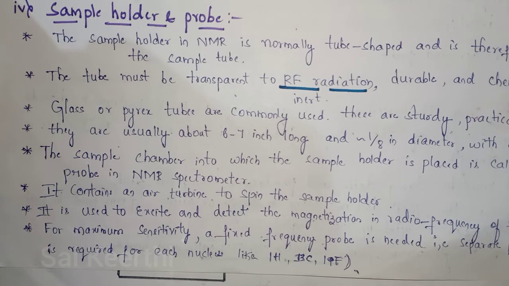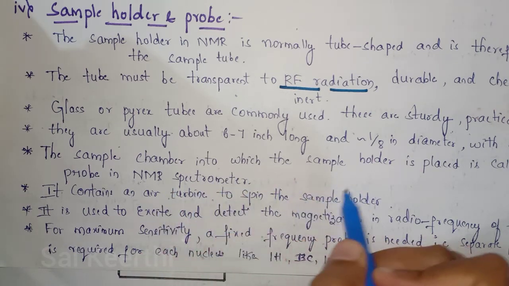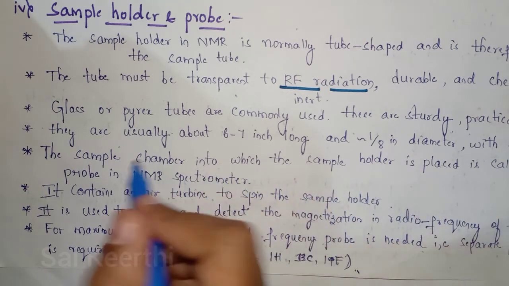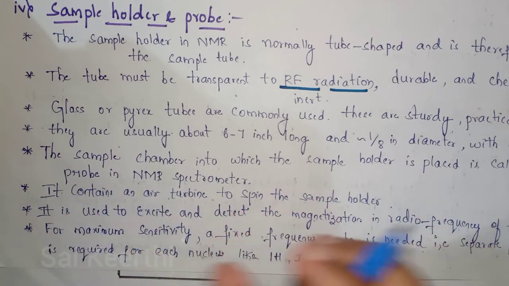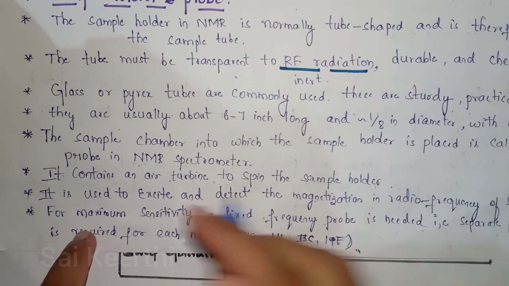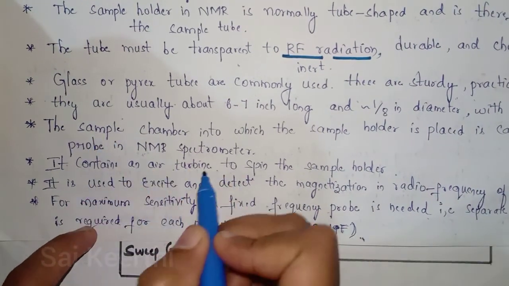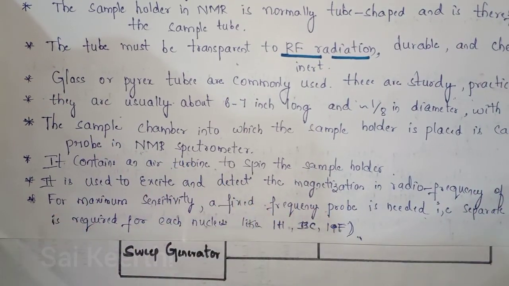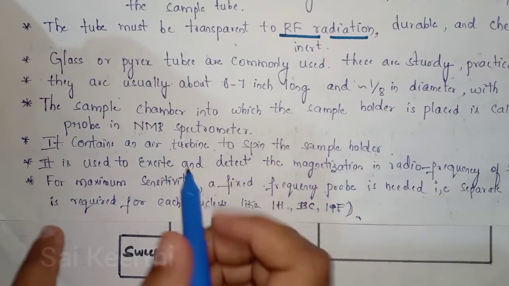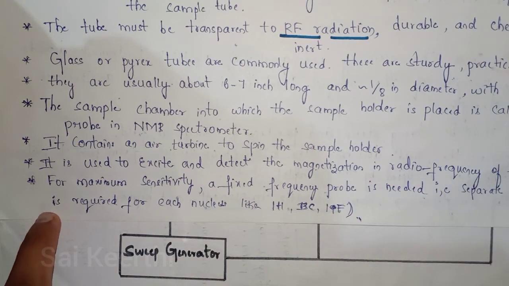Now coming to the probe. The sample chamber into which the sample holder is placed is called a probe. In this probe, the sample holder will be placed, and it contains an air turbine to spin the sample holder. This turbine spins the sample holder, and the probe is used to excite and detect the magnetization in radio frequency of a sample.